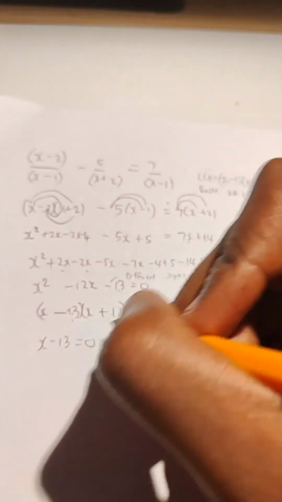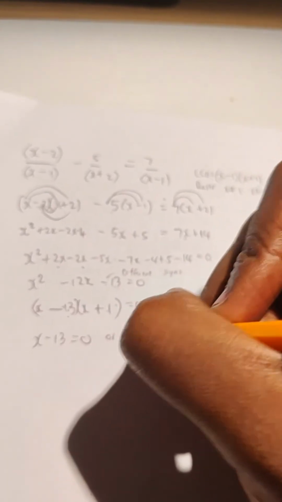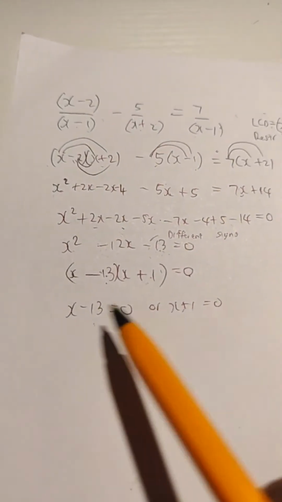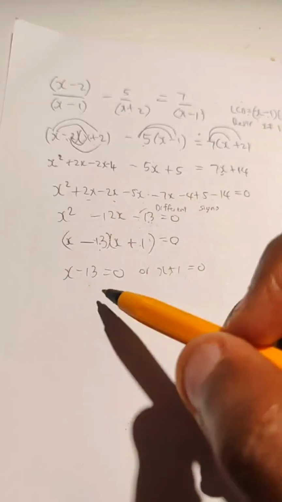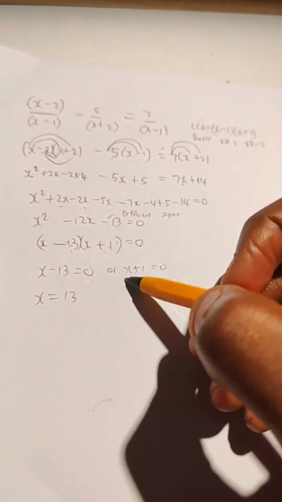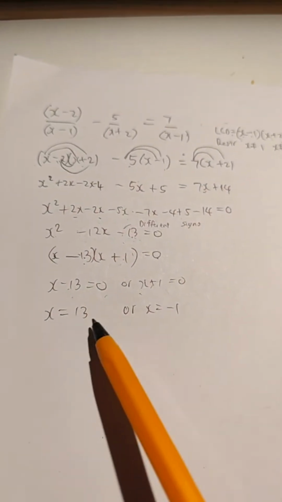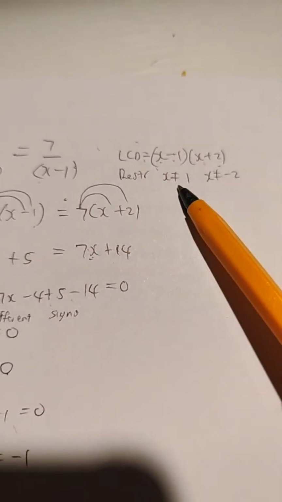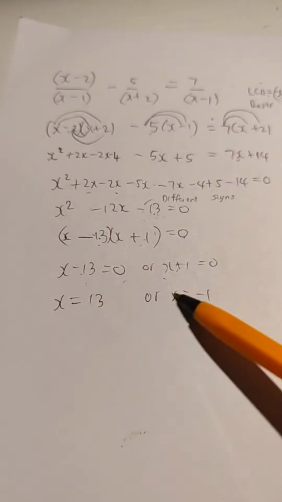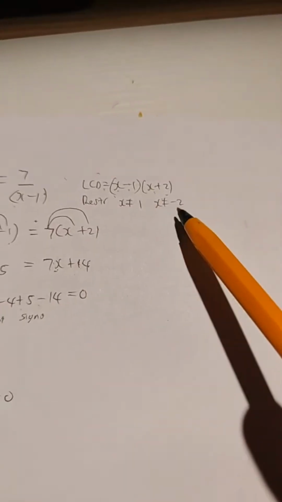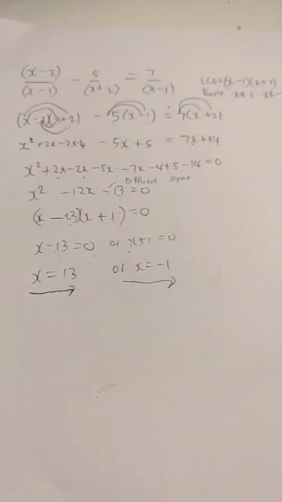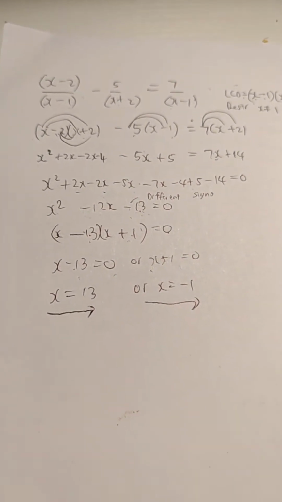So we say x minus 13 is equal to 0, or x plus 1 is equal to 0. These are two linear equations. You solve them independently. Take the minus 13 over, you get x is equal to 13. Take the positive 1 over, you get x is equal to negative 1. You check these answers against the restriction. We were told x cannot be 1. We don't have a 1 here. Very good. X cannot be negative 2. We don't have a negative 2 here. So that means both of these answers are acceptable. We can take them for ourselves. Okay. Number 5.